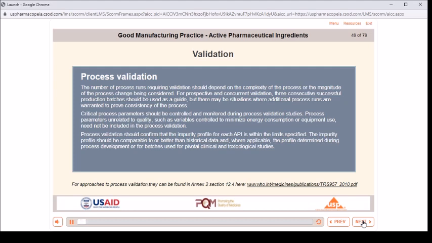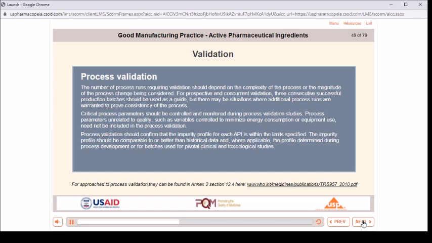Validation. Process validation. The number of process runs requiring validation should depend on the complexity of the process or the magnitude of the process change being considered. For prospective and concurrent validation, 3 consecutive successful production batches should be used as a guide, but there may be situations where additional process runs are warranted to prove consistency of the process.